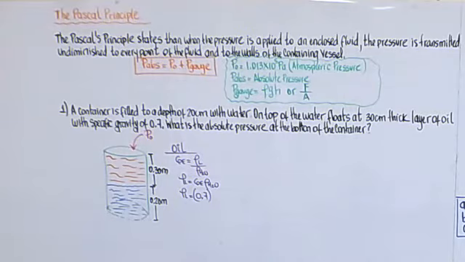And what the problem is asking for is the absolute pressure at the bottom of the container. Why absolute pressure? Because the top of this container is open to the air. This is an open container, and we're going to include the air pressure.